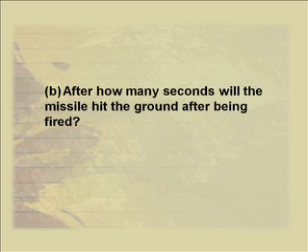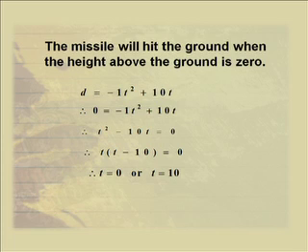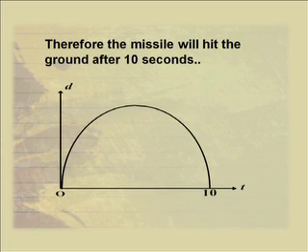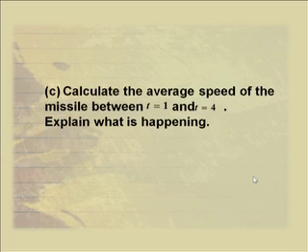B, after how many seconds will the missile hit the ground after being fired? The missile will hit the ground when the height above the ground is 0. d = -1t² + 10t, therefore 0 = -1t² + 10t, therefore t² - 10t = 0. We had to arrange it in order to solve the equation, and therefore t = 0 or t = 10. Therefore the missile will hit the ground after 10 seconds. As you see over here, it started at O, went up, and then came down after 10 seconds.